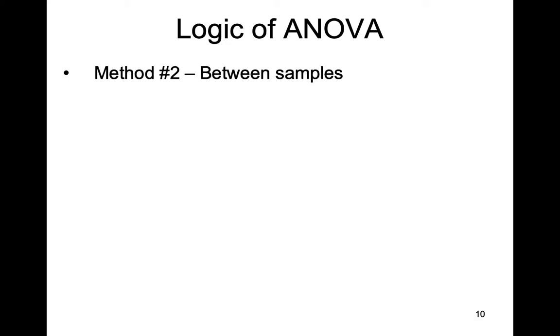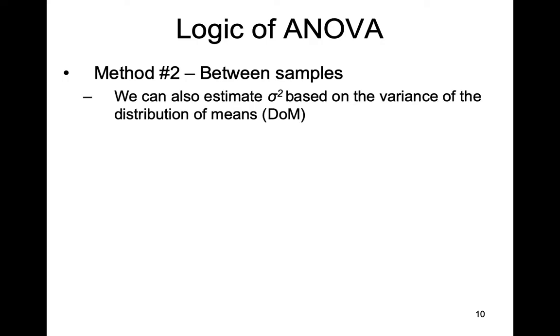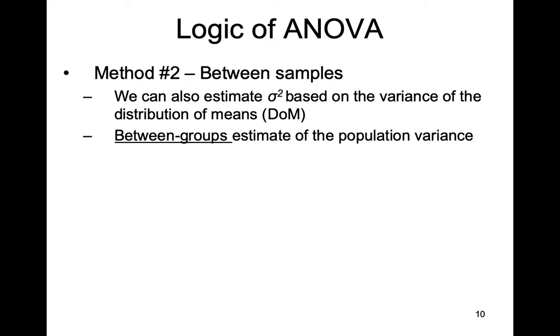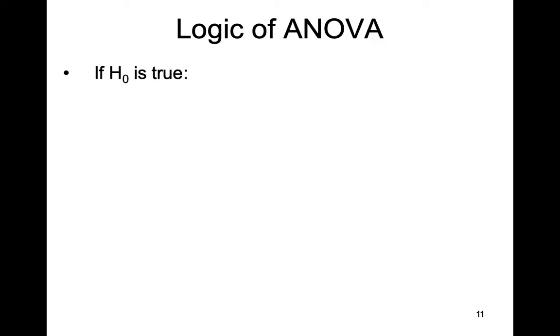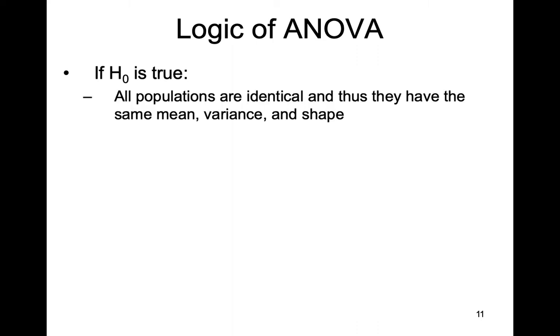The second method we have is the between samples approach. And the way that we can estimate population variance is we're going to estimate the population variance based on the variance of the distribution of means. And this is going to be our between groups estimate of variance, which we symbolize as S squared subscript between or as MS between, mean square between. So here's the logic. If the null hypothesis is true, all populations are identical and thus they have the same mean, same variance, and same shape.